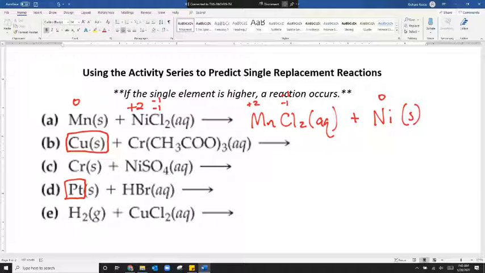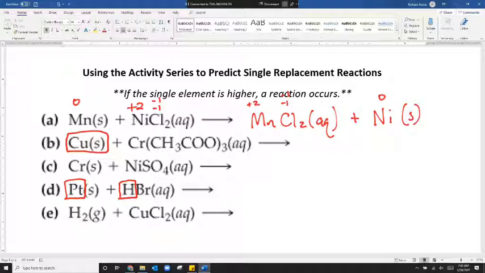And then we've got HBr. So hydrogen is acting like a metal in these single replacement reactions, so we're going to find it on the same activity series with the metals. All right, when we look those up there, find Pt, find H.